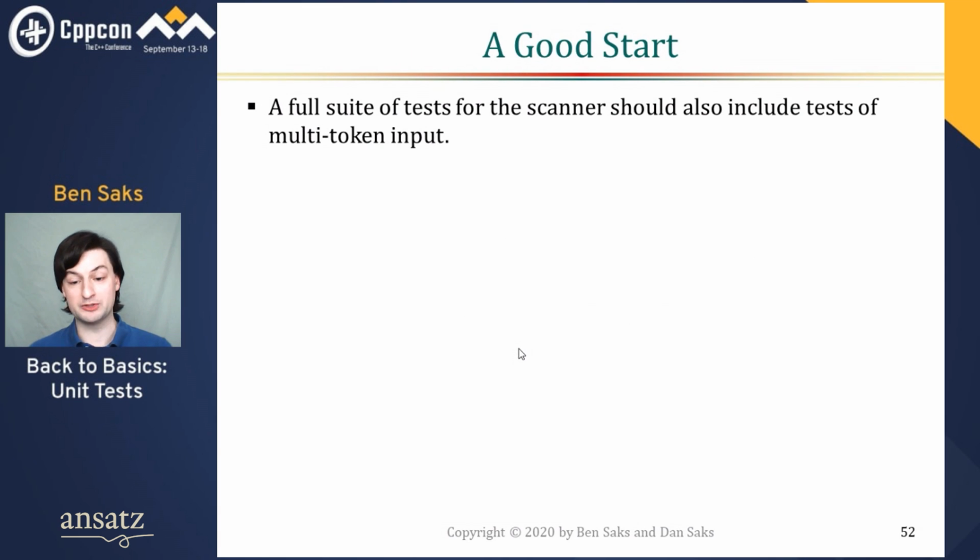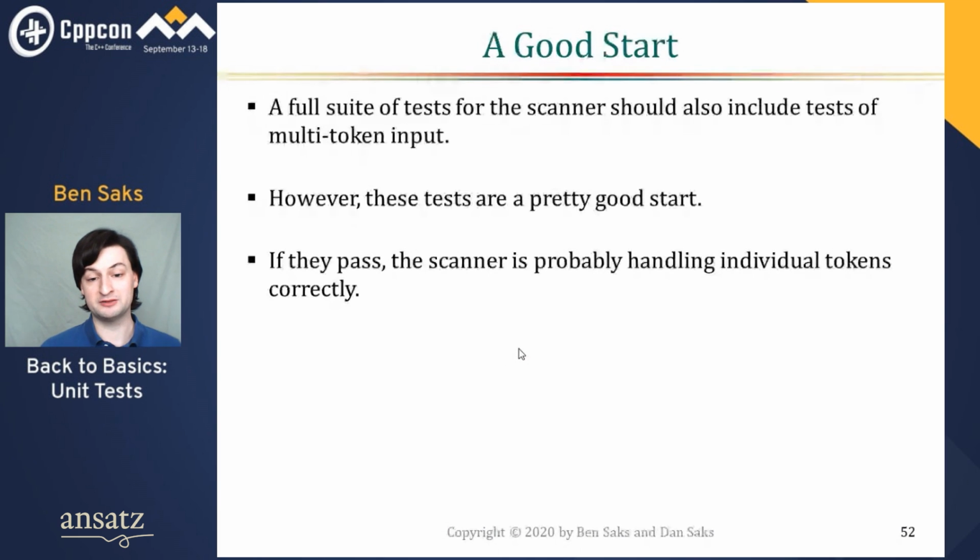Now, if I was going to have a full suite of tests for the scanner, I'd also want to include some tests of multi-token input. I'm not showing that here, but a real full test of the scanner should also be looking at whether the scanner works correctly when dealing with input consisting of multiple tokens. But what we've got so far is a pretty good start for how much work we've had to put in to make it. If these tests pass, it's a fairly good indication that the scanner is handling individual tokens correctly.